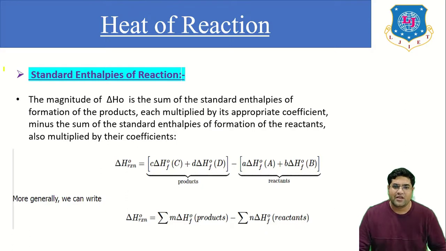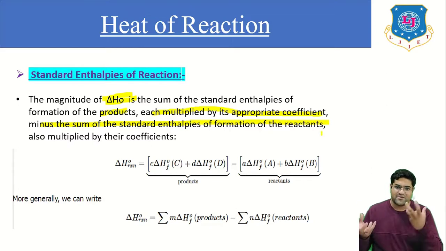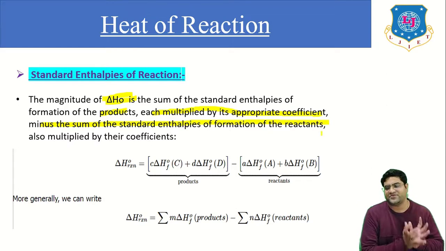Okay, so here you can see, finally we can write the magnitude of delta H as the sum of the standard enthalpies of formation of the products, each multiplied by its appropriate coefficient, that we have already discussed, minus the sum of the standard enthalpies of formation of the reactants. Simple. As earlier we discussed, A and B were the reactants and C and D were the products. So when you subtract the reactants from the products, finally you will get the delta H for the reaction.